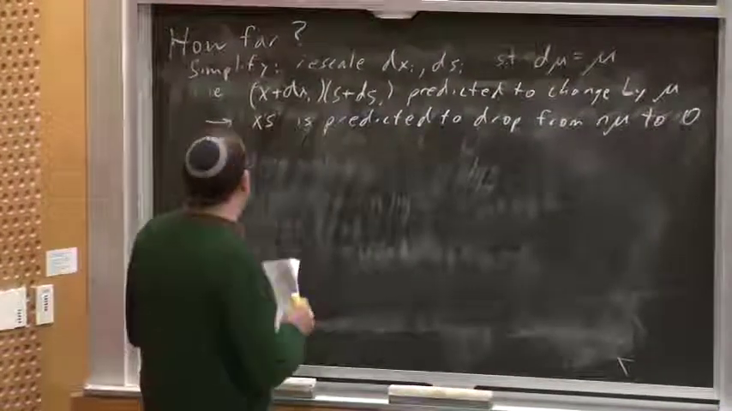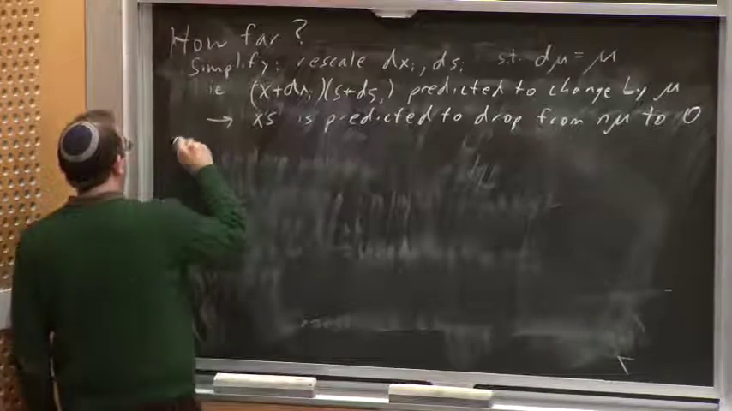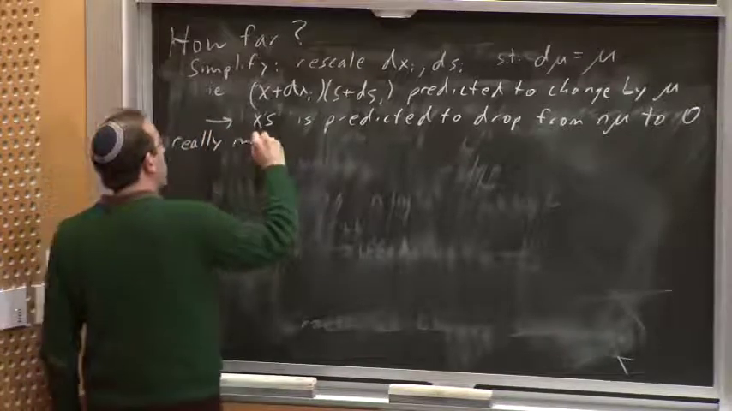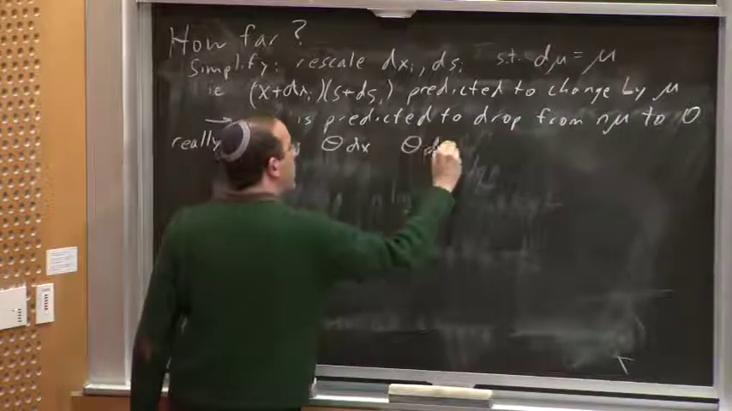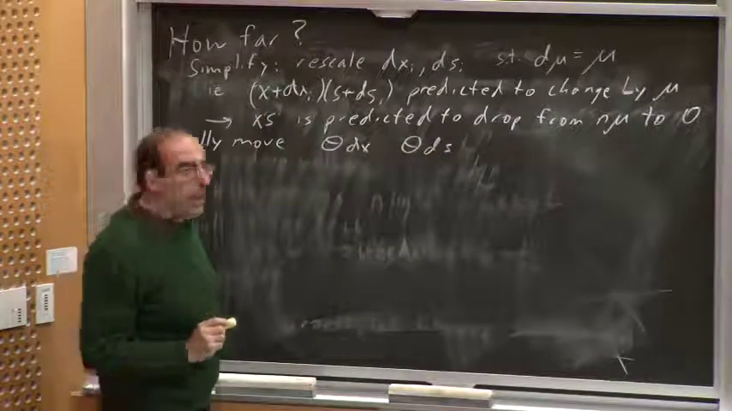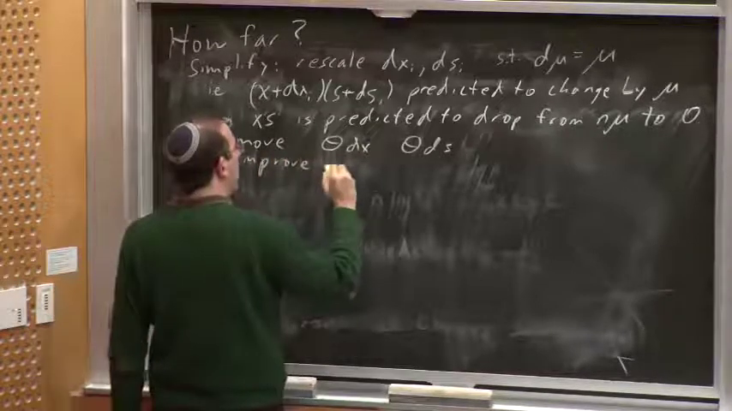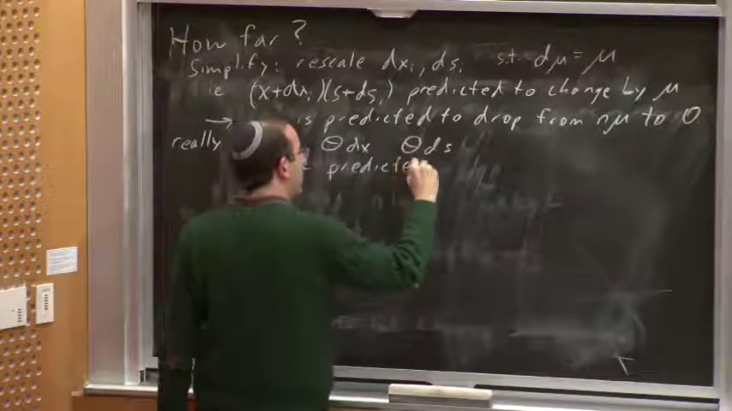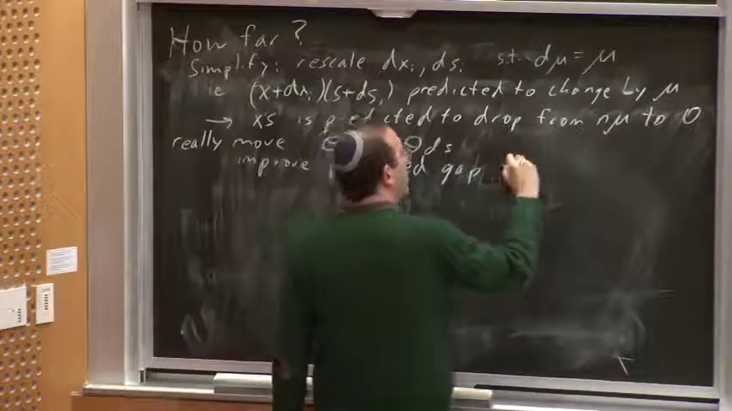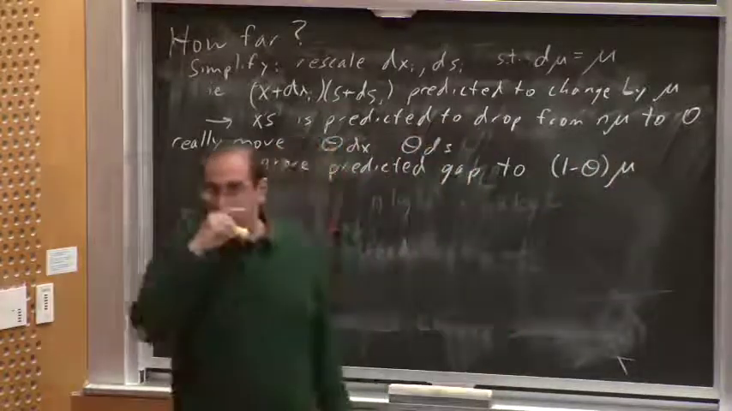Right? So now what I'm going to figure out is I'm going to really move distance theta dxi, or theta dx and theta ds. And so I'm going to improve the predicted duality gap to 1 minus theta times mu, times n mu.